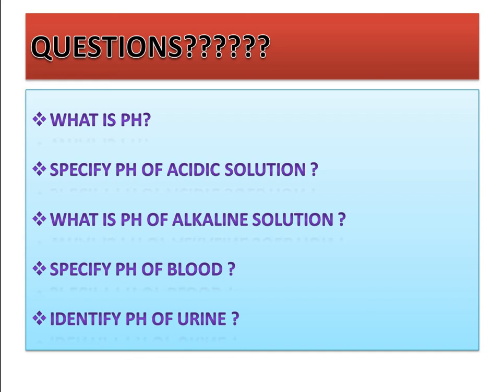What is pH? pH means potential hydrogen ion, or it is the hydrogen ion concentration. Specify pH of an acidic solution. Acidic solution, what is the pH? Is it high or low? It is low. What is the pH of an alkaline solution? Is it high or low? It is high. Specify pH of blood. It is what? It is 7.35 to 7.45. Identify pH of urine. Its average value is between 6 and 7.5.